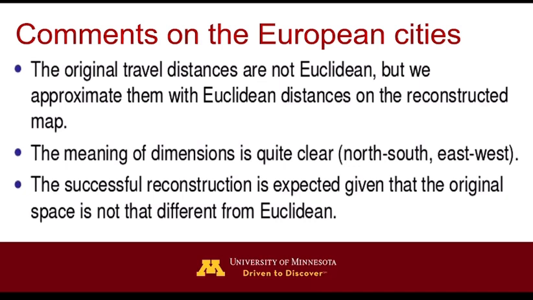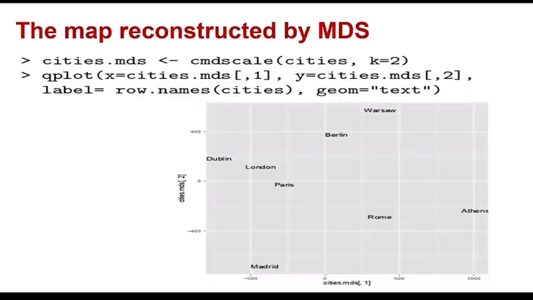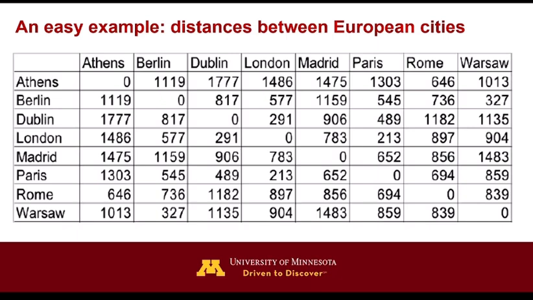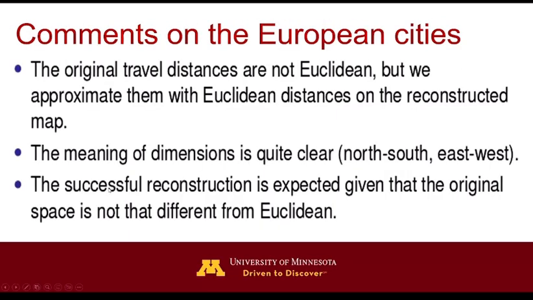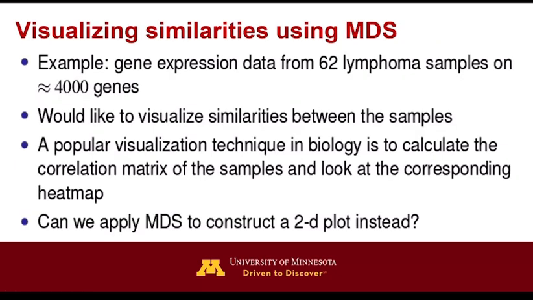So what can we say about what we see right here? The original travel distances are not Euclidean, but we can approximate them with Euclidean distances on the reconstructed map. And of course, the meaning of the dimensions here is quite clear: we're talking about north-south and east-west. And how am I going to know that I have a successful reconstruction? I'm going to know if the distances between the objects in the higher dimensional space are approximately preserved in the lower dimensional space. That was why I said the successful reconstruction is expected, given that the original space is not that different from Euclidean.